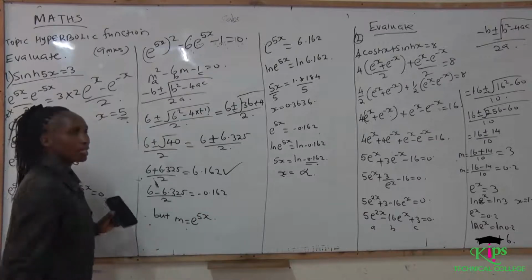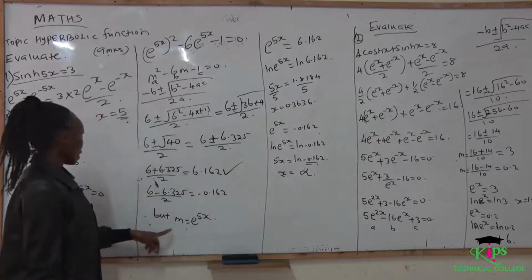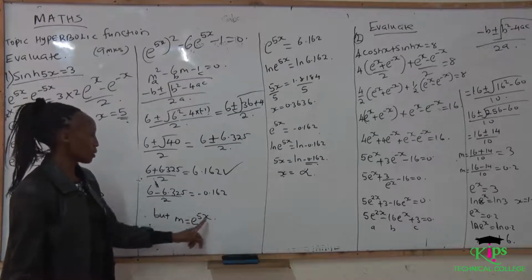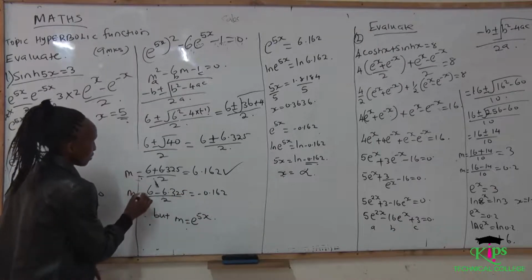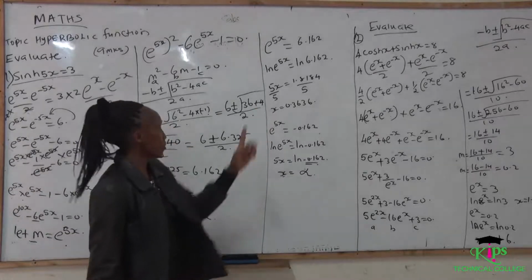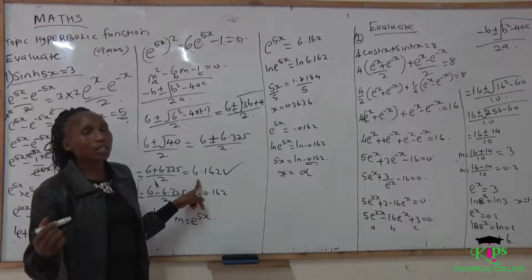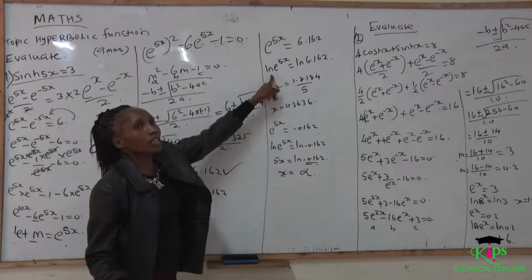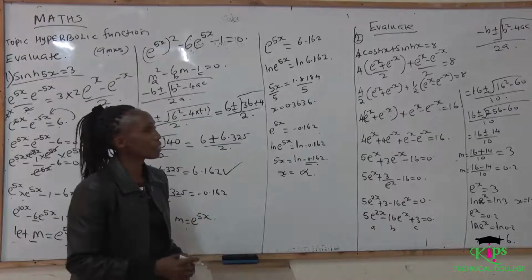But you have to remember we say m is equal to exponential 5x. So what are we going to do? We replace m with exponential 5x. We are going to say exponential 5x is equal to this value, because this one is the value of m and the other one is the value of m. Let's go to the next part. Exponential 5x is equal to the first value. And using the calculator, you are going to introduce the natural logarithm. LN, which is the natural logarithm of exponential 5x, is equal to the natural logarithm of 6.162.